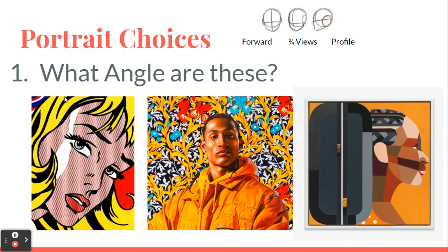Here's some more. What about this Roy Lichtenstein? It's pretty much 3/4 because this is the sliver of the face. Things are shorter, like the lips. The eye touches the edge. You can see the side of the nose. What about this Kehinde Wiley portrait? It is a forward-facing one. Everything's pretty symmetrical, even though it's a little tilted. What about this one? It is profile. We cannot see any of the other side of the face.